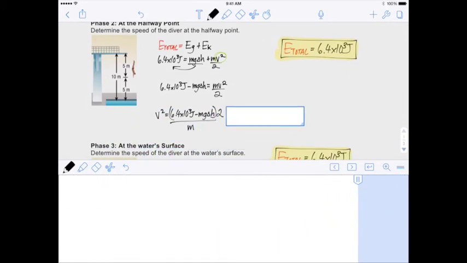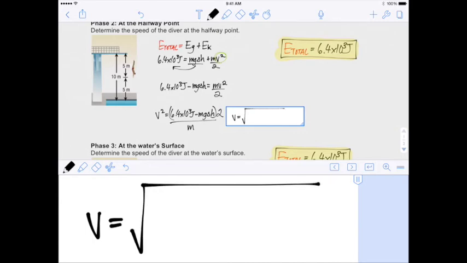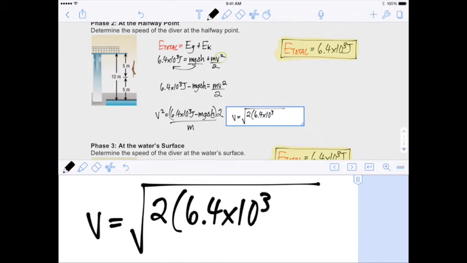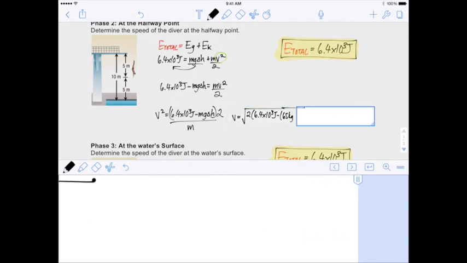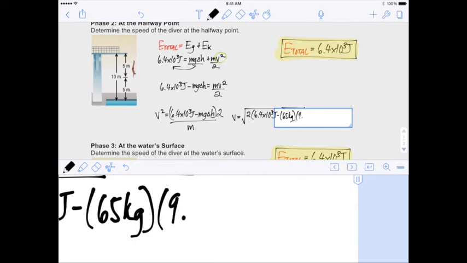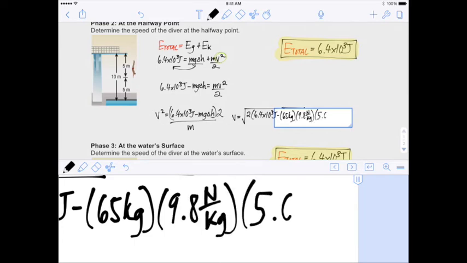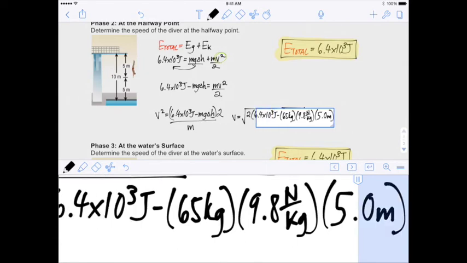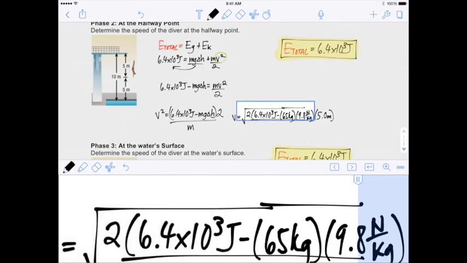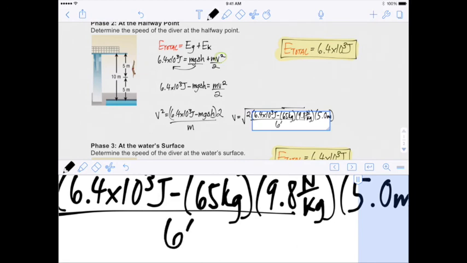So we can sub and solve, and we know that V is equal to the square root of 2 times 6.4 times 10 to the power of 3 joules minus 65 kilograms times 9.8 newtons per kilogram. And at this phase, we're at a height of 5 meters above the ground. And the mass is 65 kilograms.